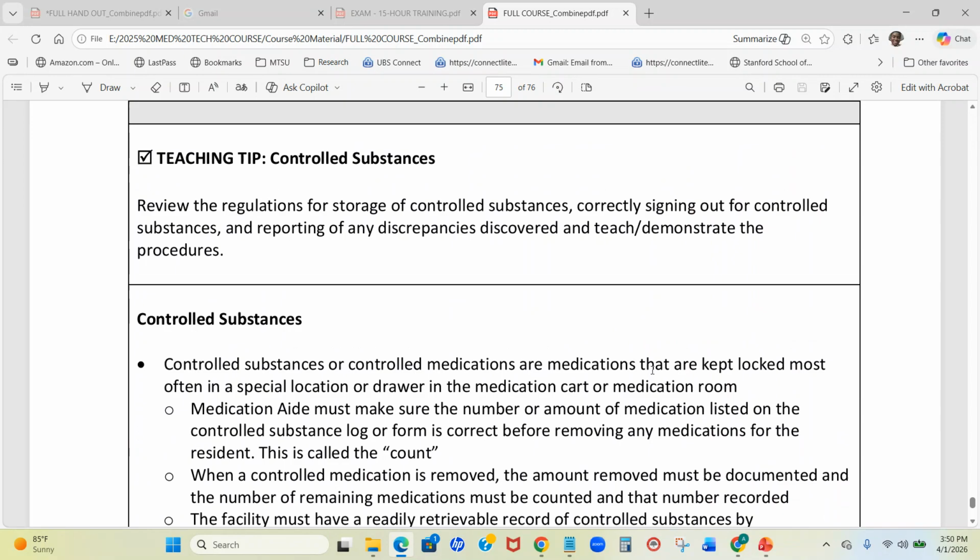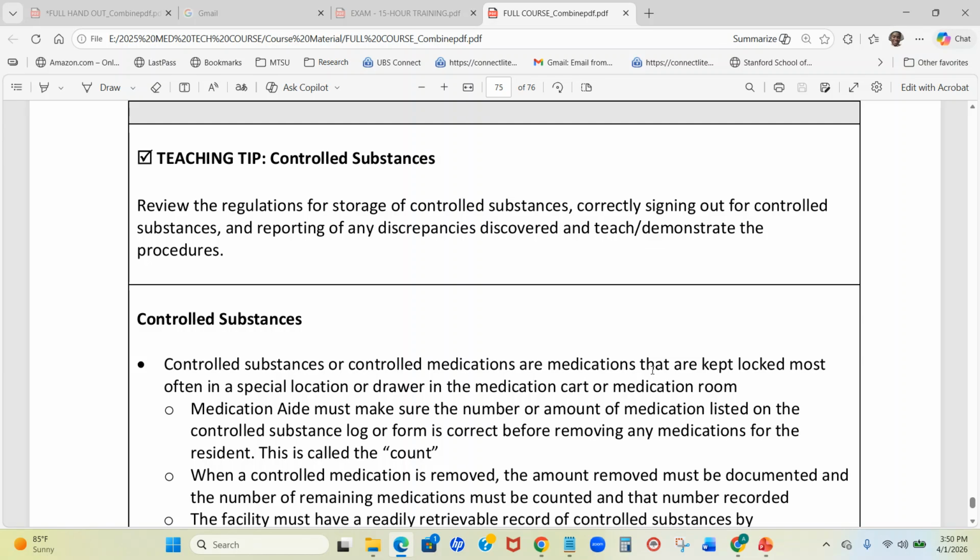Controlled substances. Review the regulations for storage of controlled substances, correctly signing out controlled substances, and reporting of any discrepancies discovered. So don't take a key from a med aide or a nurse if the med count is incorrect. Grab whoever is the overall boss. Let them come, let them sign that when you were taking the keys, this was the amount, if something is missing.